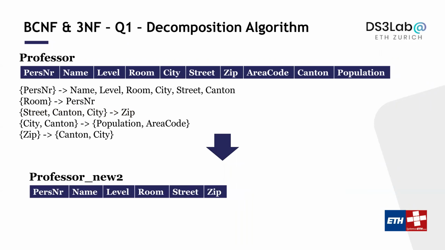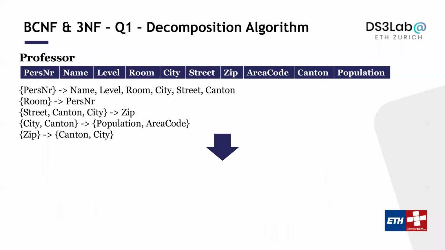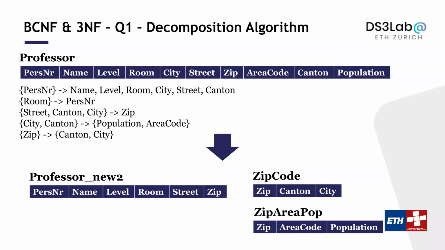One thing we need to be really careful about is, whenever you are checking the second step, checking whether there are evil functional dependencies, you need to check all functional dependencies in the closure instead of just what is written here. You need to check all functional dependencies that can be derived from the set of functional dependencies you are given in your application. That's something you need to be careful about.